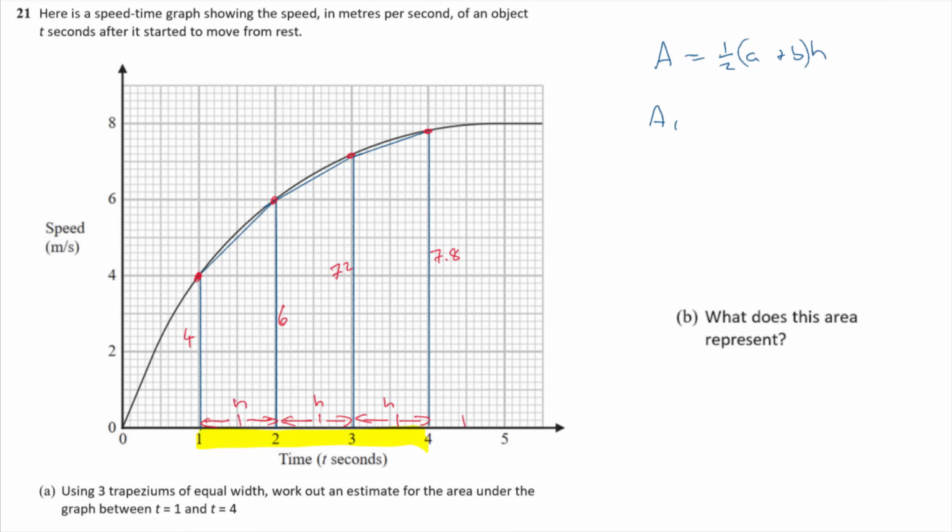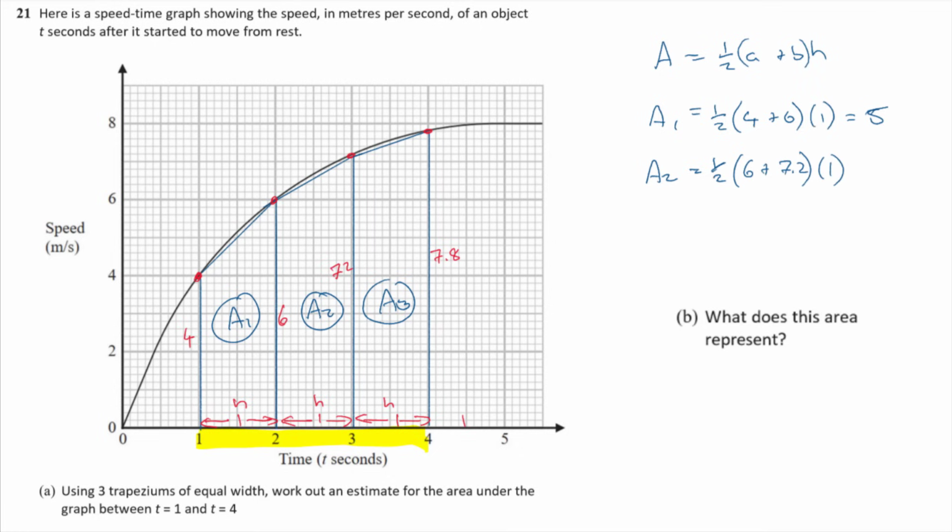I'm going to do area 1, area 2, area 3, and then we're going to add those areas together. So for area 1, I've got half (a plus b), where a is 4 and b is 6, times h, which is 1. What's that then? 4 plus 6 is 10, times 1 is 10, divided by 2 is 5. So that's 5. A2 is half of (6 plus 7.2) times 1. What's that? 6 plus 7.2 is 13.2, divided by 2, 6.6.